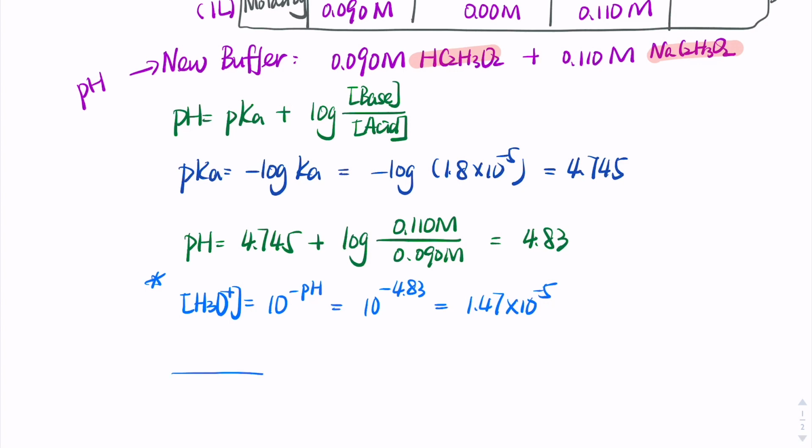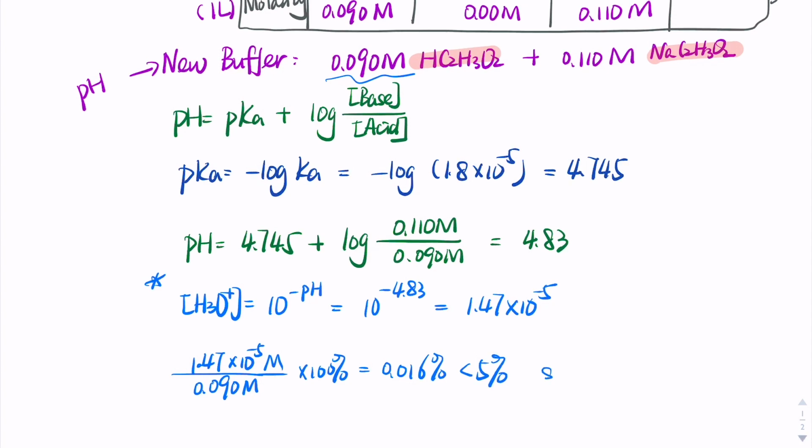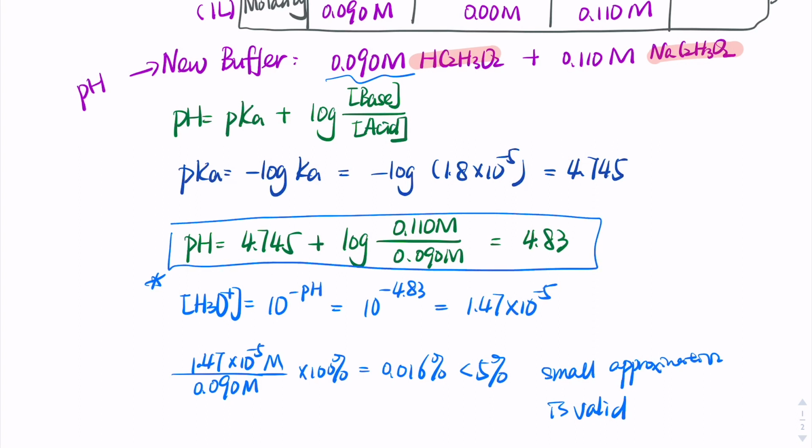Then we do the small approximation by using 1.47 times 10 to the power negative 5 divided by the concentration of this buffer, which is 0.09. Then times 100%, and this turns out to be 0.016%, which is smaller than 5%. So the small approximation is valid. Okay, so this is good. It's valid, so you can actually report the pH of your buffer. So this will be the final answer for this question.